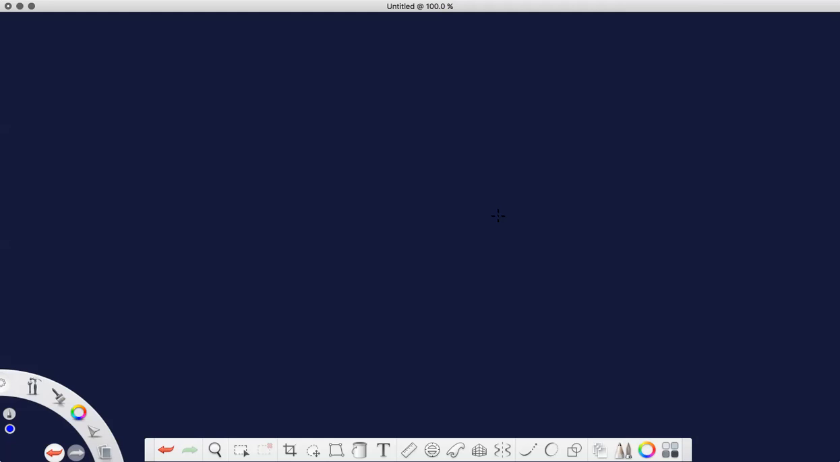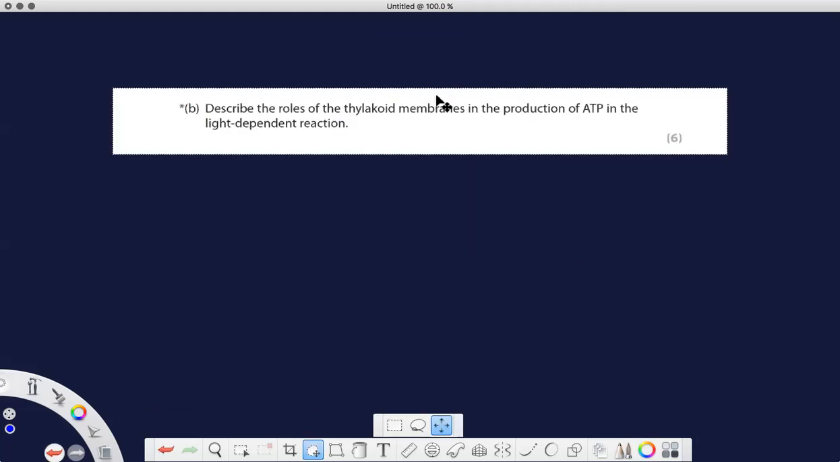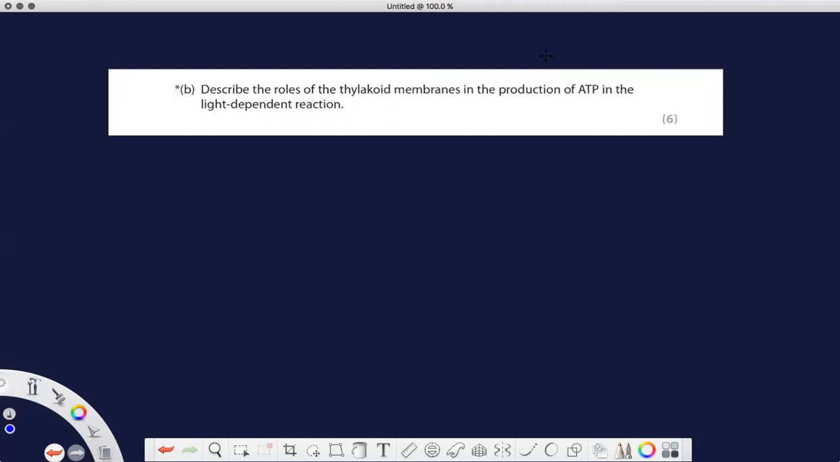Okay, then there's another question. Describe the roles of the thylakoid membrane in the production of ATP in the light dependent reaction. Now the question is asking for the roles, meaning many roles, not one. There are several important roles of the thylakoid membrane in the production of ATP in the light dependent reaction. Again the question is asking about the light dependent reaction.